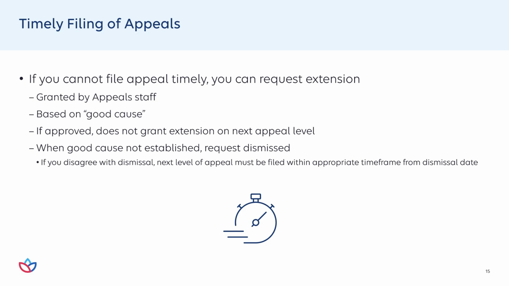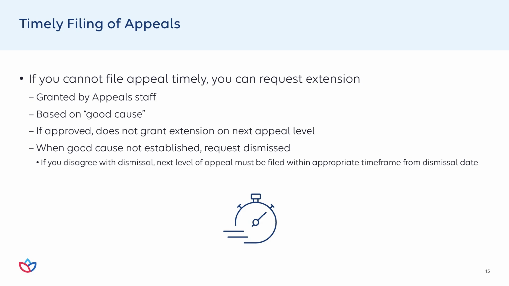If for any reason you're unable to file an appeal within the necessary time frame, you can request an extension. Extensions are granted by the appeals staff, and they are based on good cause. If your explanation of good cause is accepted, the appeal will be reviewed. Note that if your request for an extension is approved, it does not grant an extension at all levels of appeal. And if you request an extension and it is not approved, your appeal request will be dismissed.